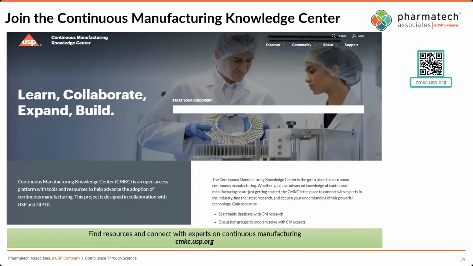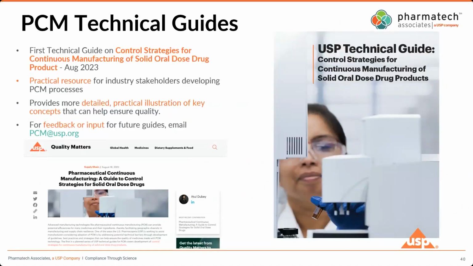Another way we are assisting manufacturers who are considering adopting PCM is through technical guides. We had our first technical guide on control strategy for solid oral dose published last year. And we have two more upcoming technical guides that will be published soon on process modeling and in vitro dissolution modeling. So stay tuned for that. These technical guides are also free to access. You can just go onto our USP website and download these documents, which will help you understand more about these technologies. And onto the regulatory part.